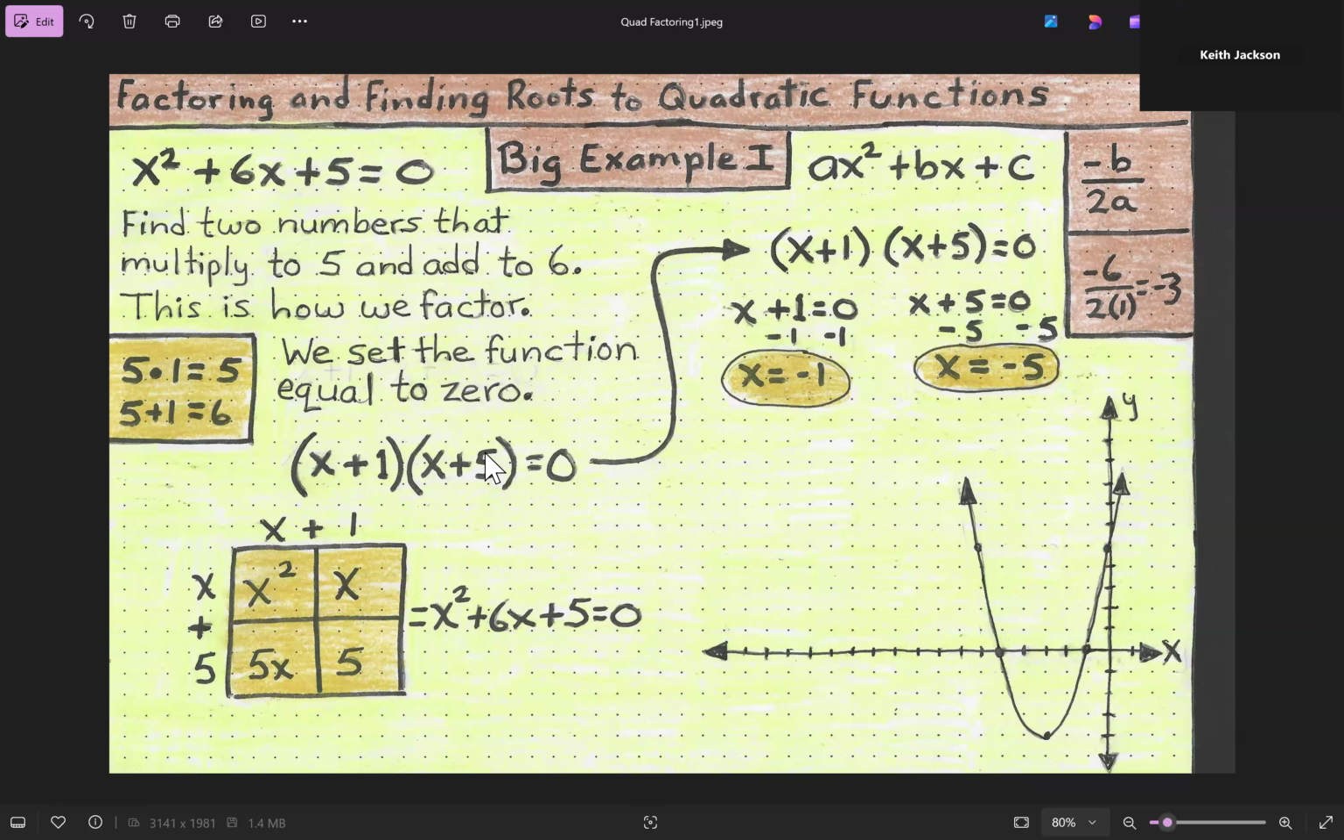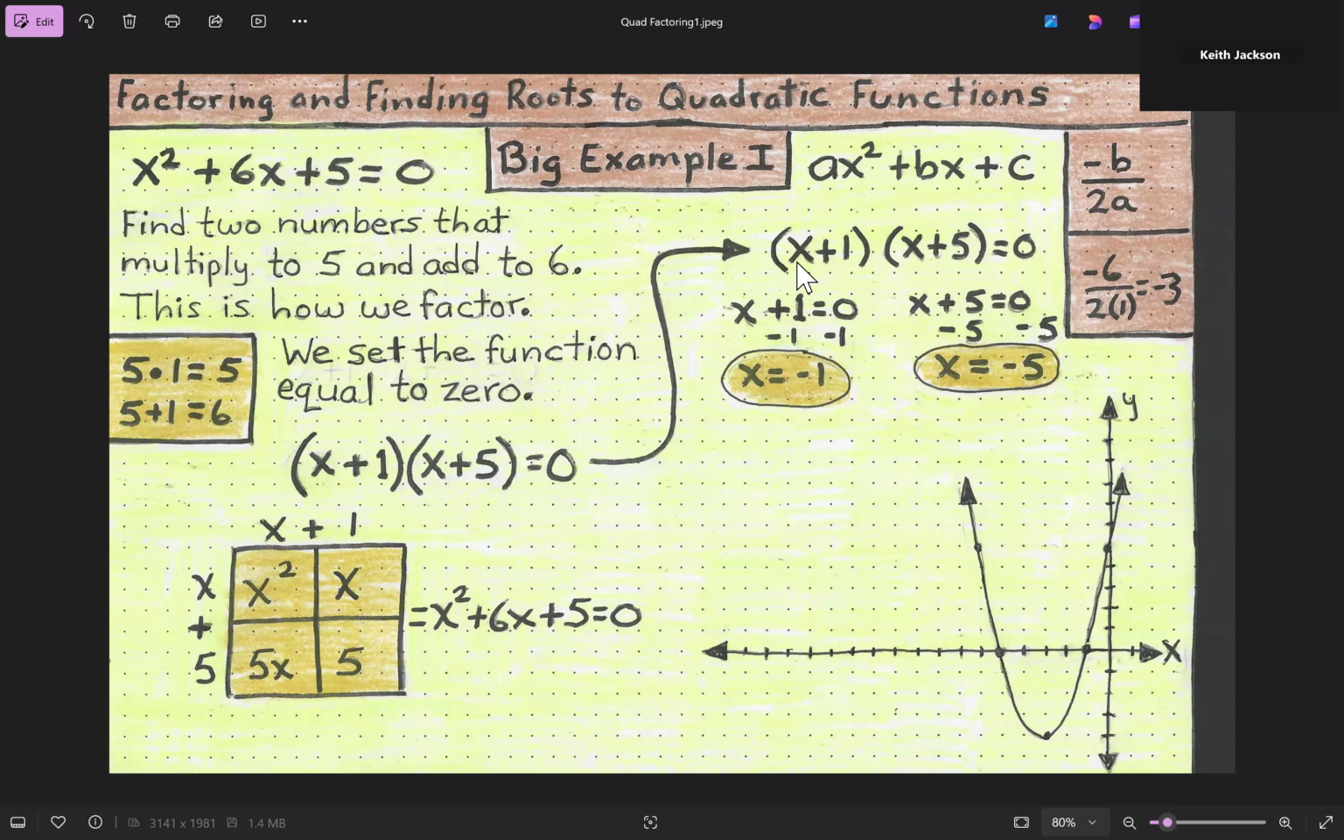When we use our FOIL method or our box method, we're going to arrive right back at this function. Let's say we put x plus 1 on the top and x plus 5 along the side. We have x times x, which will give us x squared, x times 1, which will give us 1x, x times 5, which will give us 5x, and 5 times 1, which will give us 5. When we combine them, 5x plus x will give us 6x, with the x squared right here, and of course the 5, setting it equal to 0, because we want to find our x-intercepts.